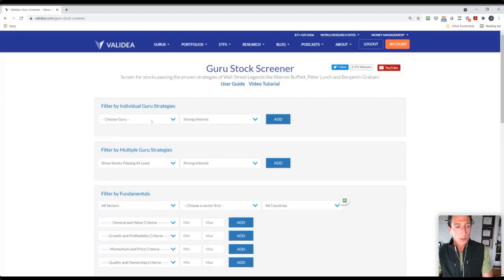So the first thing you can do is say, okay, I want to see all stocks that pass highest according to a particular investment methodology. So let's just go down here to the PE growth Peter Lynch strategy based on One Up on Wall Street.